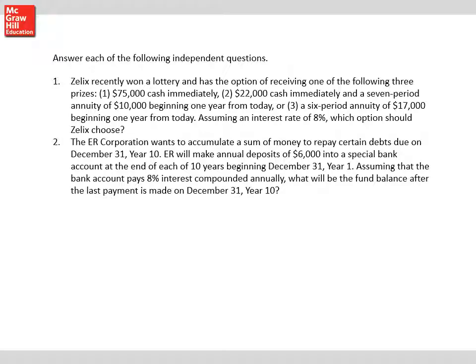Now don't just go 10,000 times 7 is 70,000 plus 22. No, because included in that $10,000 is interest. We want to know what are those payments worth today. And then the third scenario is a 6-period annuity of $17,000 beginning 1 year from today. Again, an ordinary annuity. Assuming an interest rate of 8%, which option should Zelik choose?